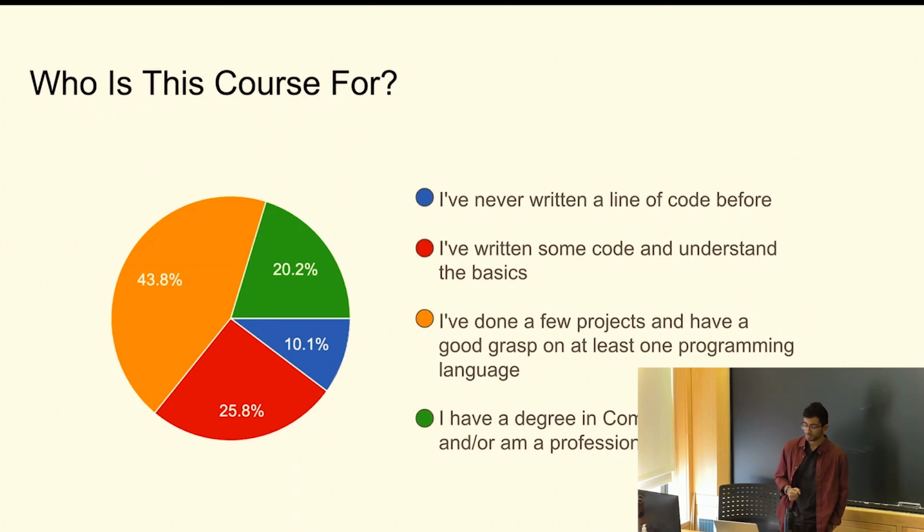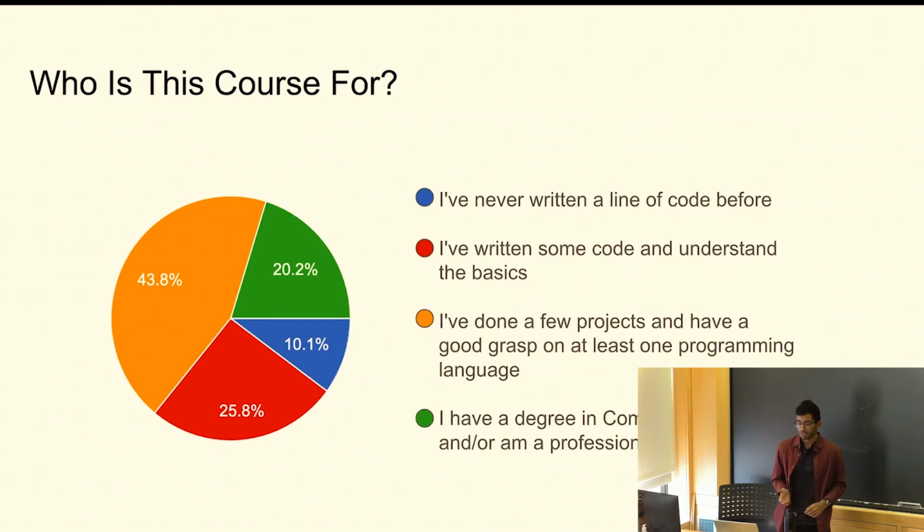About 25.8% of you, 26% of you have written some code and you understand the basics of coding. So maybe you know how to print something out, you know how if statements and for loops work, but maybe you don't know some of the more advanced data structures. You haven't done any big projects of your own yet. And that is totally cool. This is the camp that I was in when I first started generative art. So rest assured, this is totally going to be a course that is accessible if you are in this category.